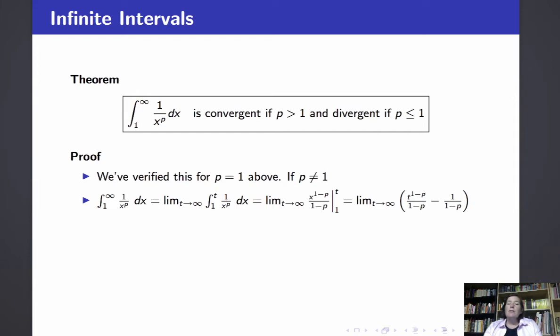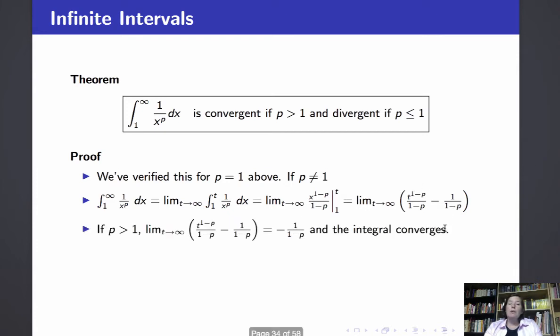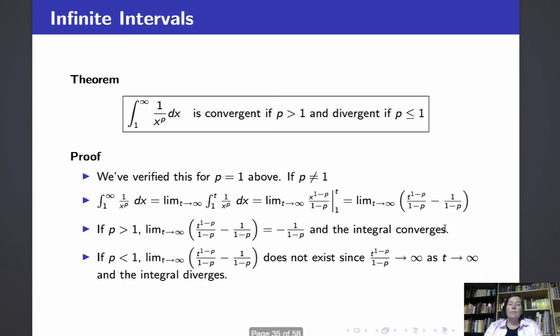And this is the limit as t approaches infinity of t to the 1 minus p over 1 minus p minus 1 over 1 minus p. Now if p is bigger than 1, then 1 minus p is going to be a negative number. And as t approaches infinity, t to the 1 minus p will approach 0, and this limit will be 1 over 1 minus p. And of course this means that our integral converges if p is bigger than 1.